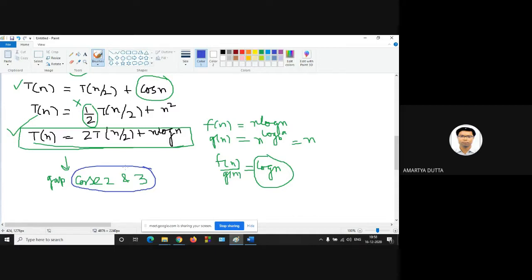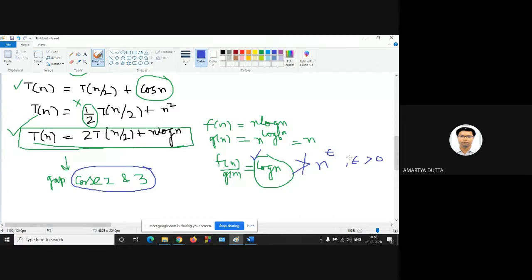So if you are asked in your exam whether master theorem is applicable or not, you have to write no, master theorem is not applicable in this case because f(n) by g(n) is log n, which is not asymptotically larger than n to the power epsilon for epsilon greater than 0. Log n is greater than n? Is it true? Log n is not greater than n.